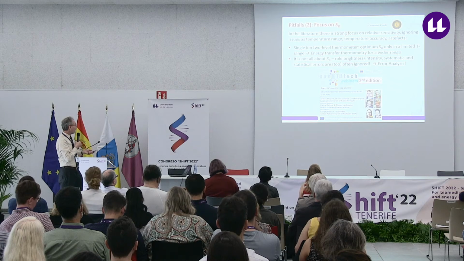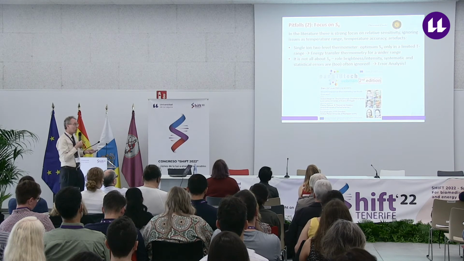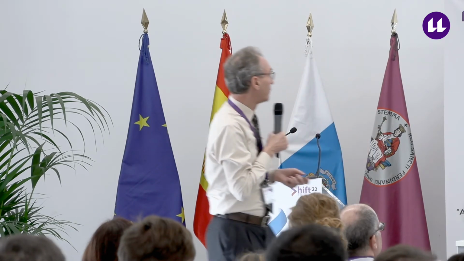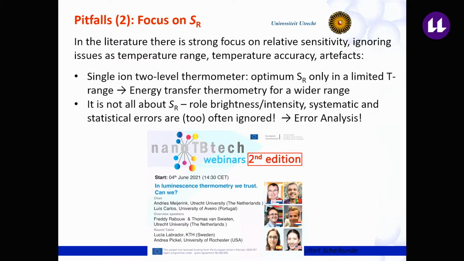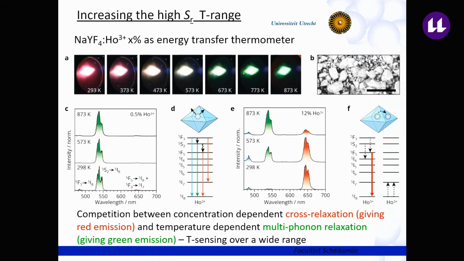Another important aspect is that it's not only relative sensitivity, but the brightness, the intensity that you get from your probes, is very important in determining how accurately you can measure temperature. And then there are also systematic and statistical errors. Error analysis is important. So in our Nano-TBTech consortium, a nice European FET Open grant focused on luminescence thermometry, we had a nice webinar with the title, "In Luminescence Thermometry We Trust." Can we? That's a very relevant question, and we have to consider that in the field.